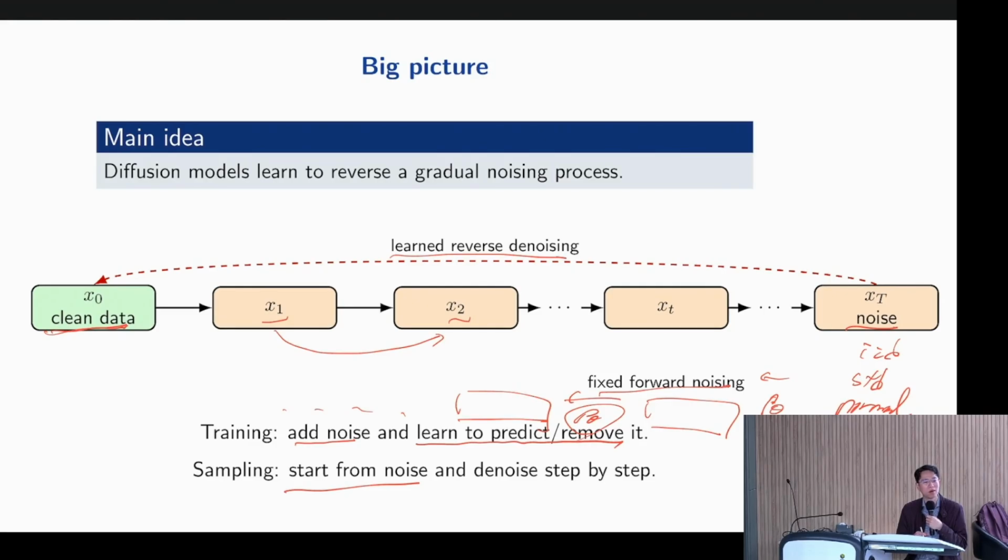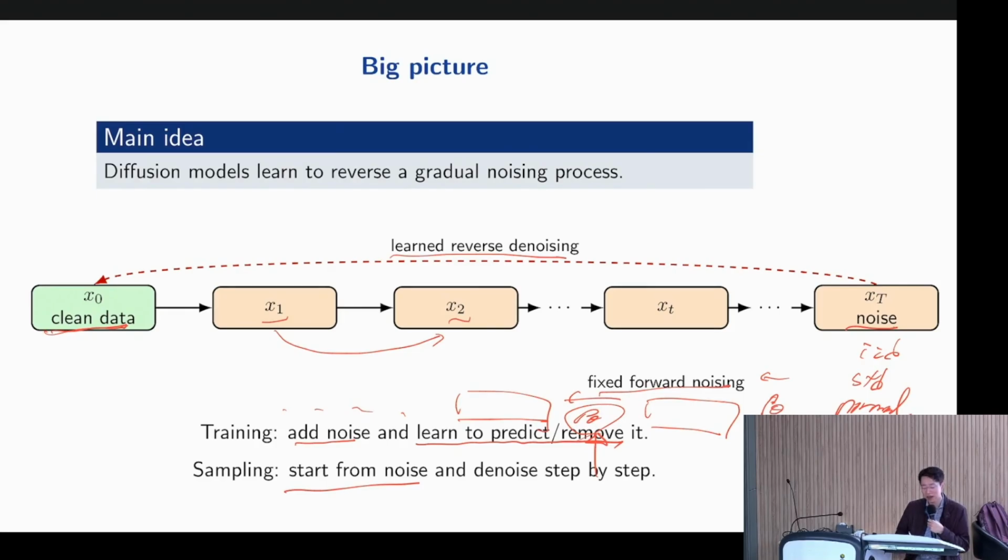Yes? Can you speak up? Why would it be good? So that it can remove the noise as much as we want. Right. So the second answer is we're repeatedly applying this network over and over again until we're satisfied.